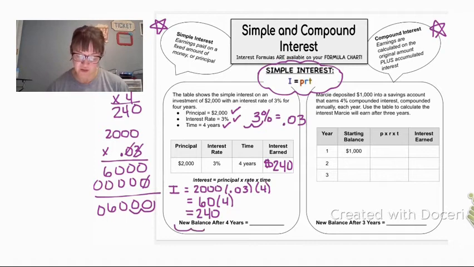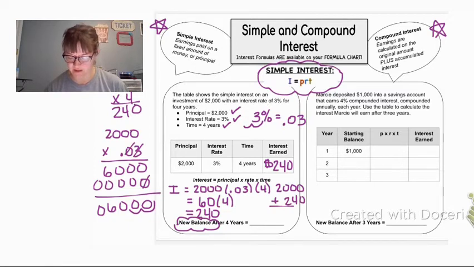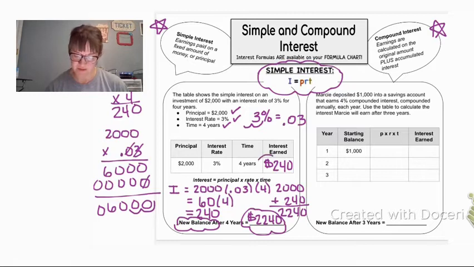Now, if I want the new balance that's in the account, so what's in there now at the end of the 4 years, then I would take my $2,000 and add the $240 that I got in interest. So now that account has $2,240. That would be the new balance. This would be the interest.